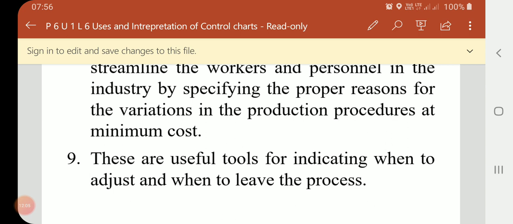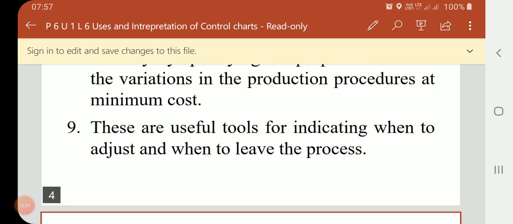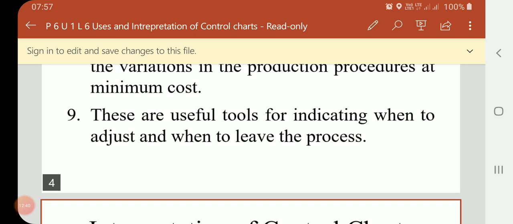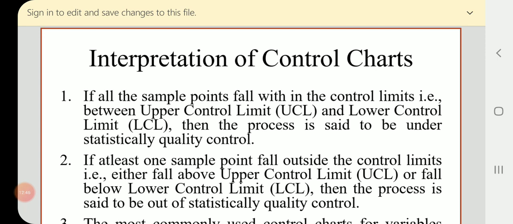It indicates when to adjust the process, when to leave the process, what is the exact time at which to leave the process and at which time to adjust the process. These are the two important points in any kind of industry. In any industry, in any company, it is very important to know when to adjust the process and when to leave the process. That means if you consider machines and manpower, whatever it is, when to adjust, when to leave the process. Now let us enter into the interpretation of control charts.